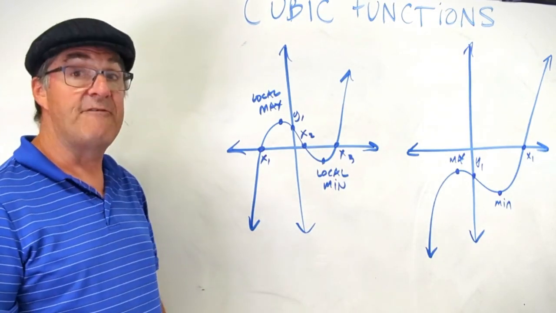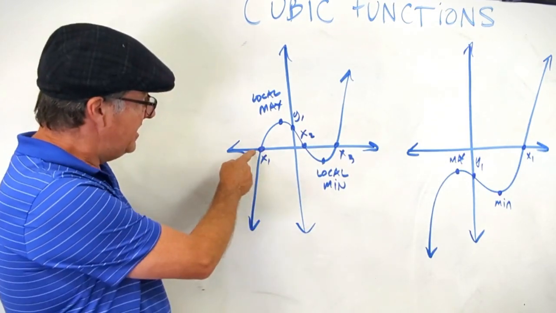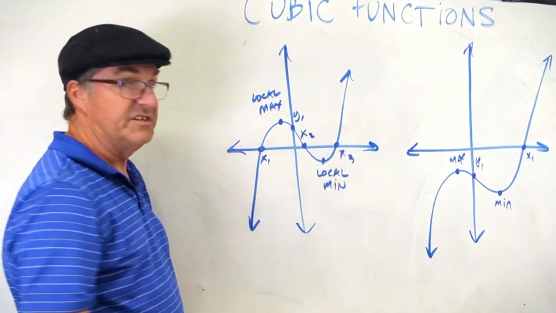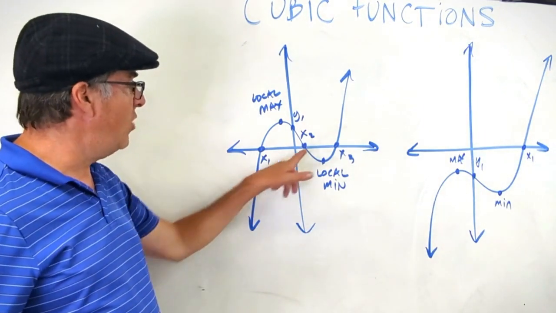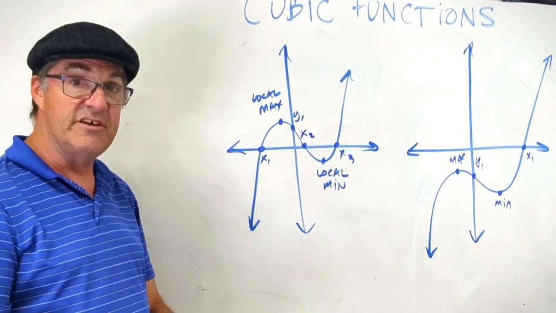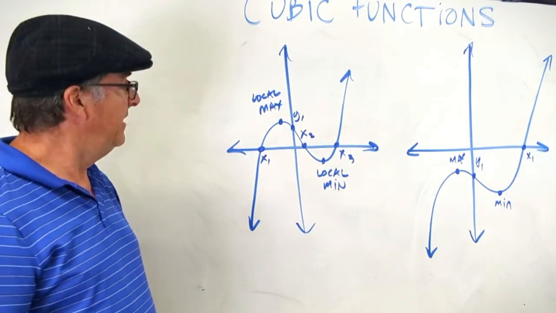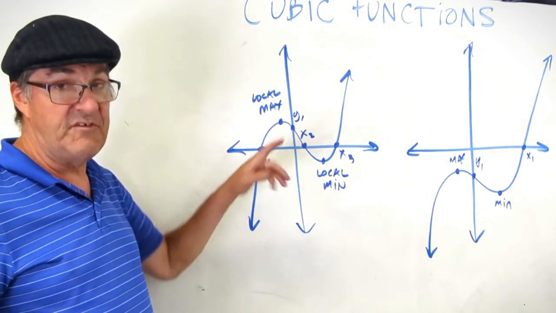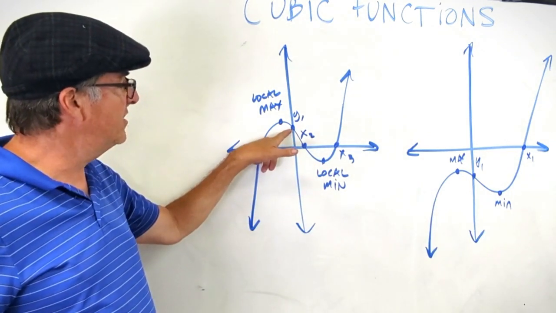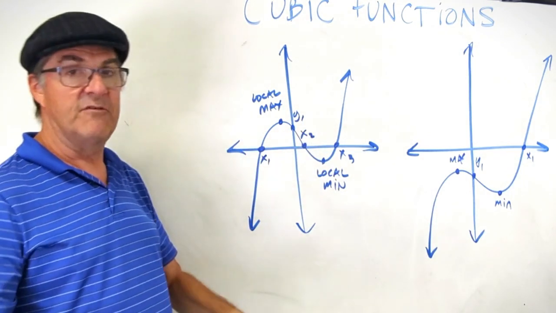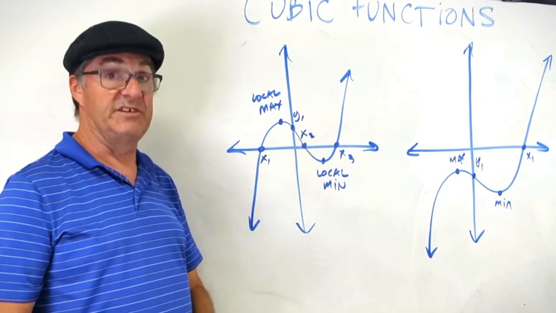Now this one happens to have 3 x-intercepts. Here it crosses the x-axis, here it crosses the x-axis, and there it crosses the x-axis. So I've labeled those x1, x2, and x3. Those are the x values. Of course, when it crosses the x-axis, the y value is 0. Now this one also has a y-intercept. In fact, they all have y-intercepts. And this one is crossing the y-axis at this point, y1. And of course, the x value at that point is 0.